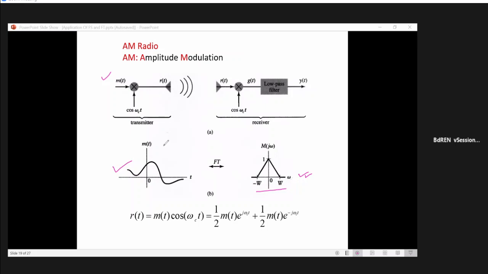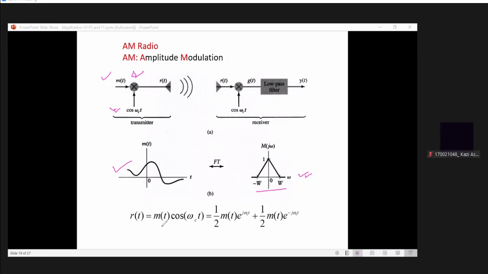Now, if we apply this signal to a multiplier and multiply it with a cosine omega t, this is sometimes called a carrier signal. Probably you know the term carrier. Have you heard about the carrier term in your communication engineering? Yes, sir. So this is a carrier signal. If we multiply the signal with a carrier of higher frequency, then according to our foregoing analysis, multiplication in the time domain is what we call convolution in the frequency domain, isn't it?